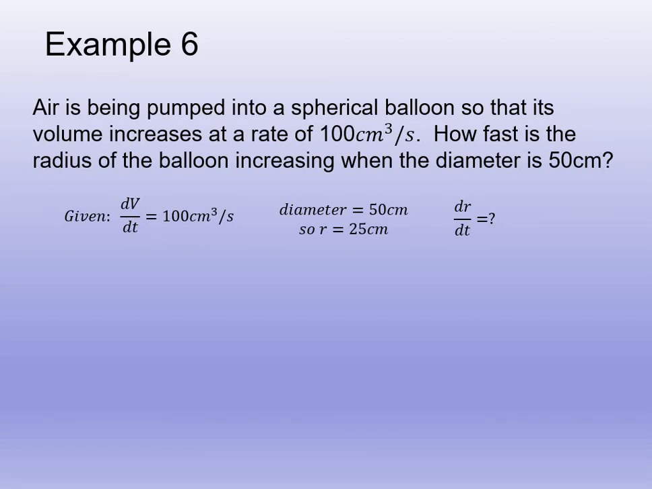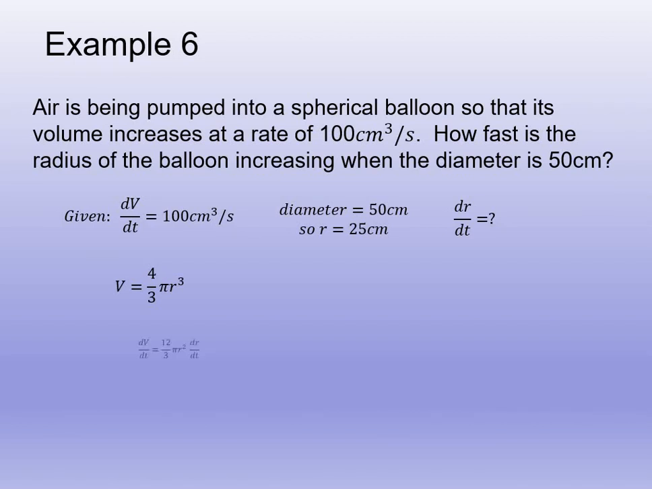Okay, so just to recap, we're given dV/dt, which is 100 centimeters cubed per second. Diameter is 50, so that means our radius is 25. And we want it in terms of radius because we're looking for dr/dt. So we know the volume of a sphere is 4/3 pi r cubed. Now, do we have everything we need? This is only in terms of two variables, so it's not as bad. There's nothing else that we really need to find. We have r, we're looking for dr/dt, and we have dV/dt.